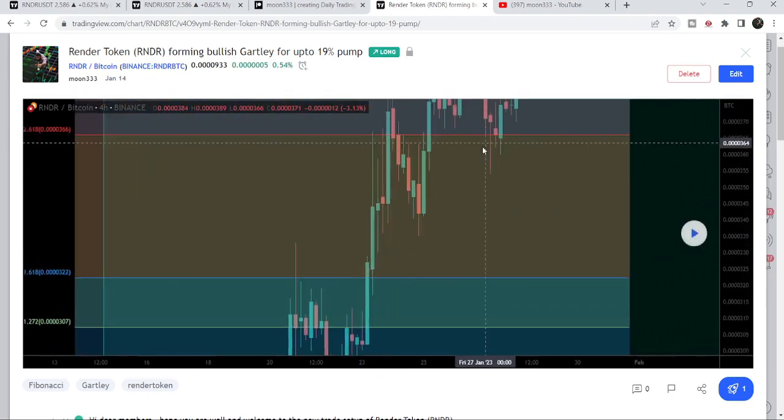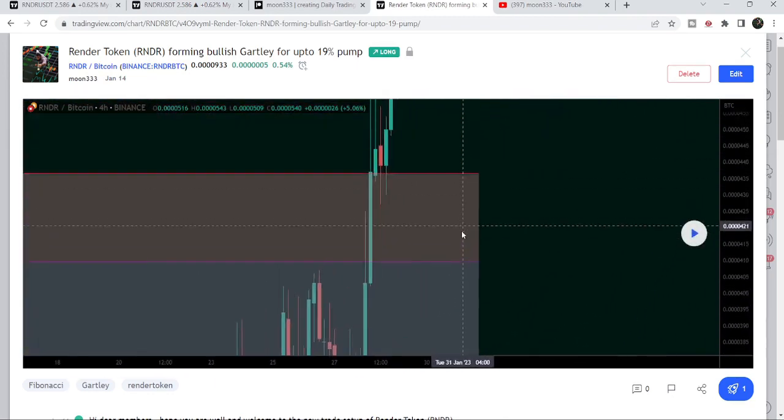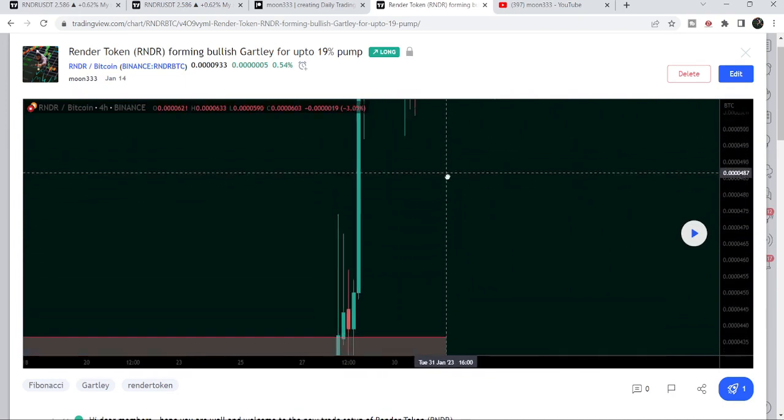That was, by the way, more than 270% pump on this 4-hour time frame chart. You can see within the next few days, it rallied more than 270%.